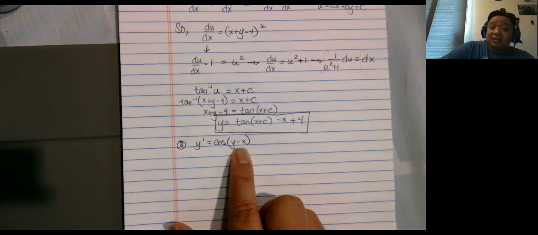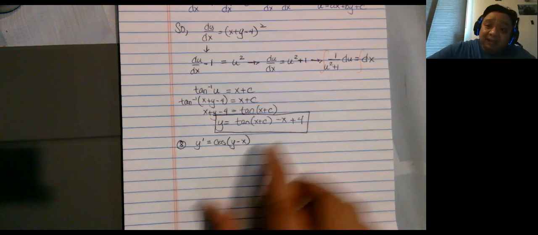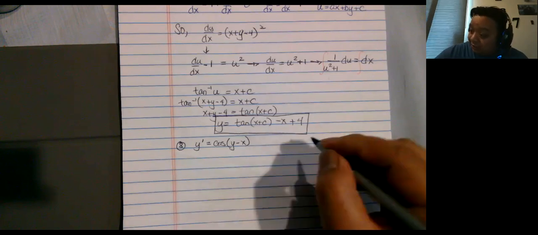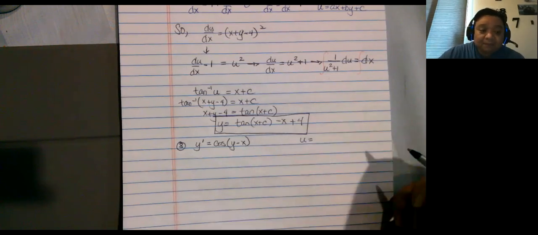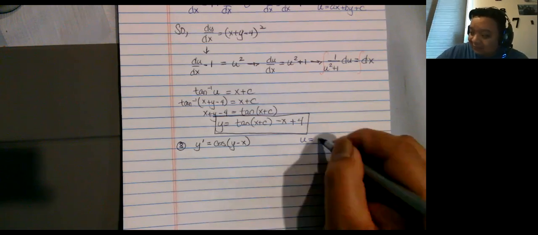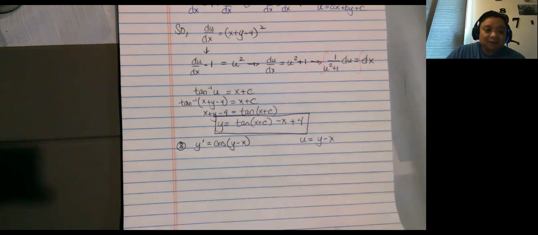However, there is a linear expression inside another function on the other side of your differential equation, which means I can make the same substitution. This time, though, you have a different u. What is u on this problem? So what will be u? Oh, there you go. Y minus x. Okay. So y minus x is inside the expression.